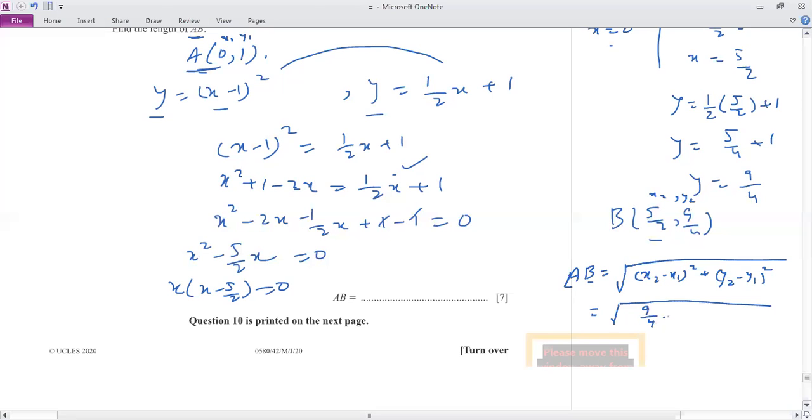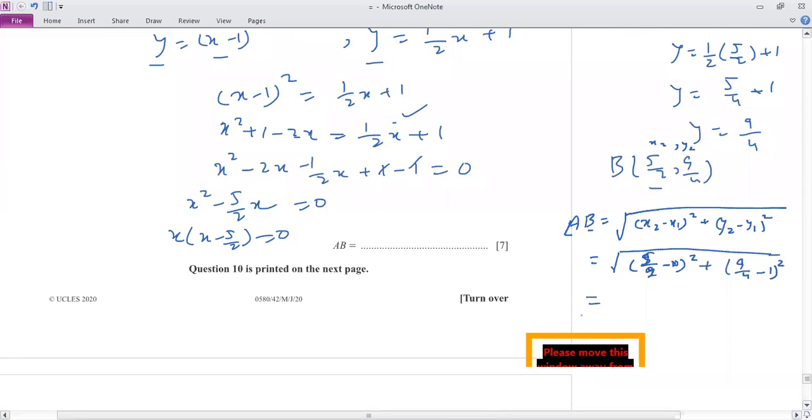So it will be 5 over 2 minus 0, squared, and then 9 over 4 minus 1, squared. So calculate it. Your AB will come to 2.795. So you can round it to 3 significant figures. That will be 2.80. Approximately 2.80 it will be. So this whole question is a 7 marks question. Obviously it's time consuming, and that's why it has 7 marks here.